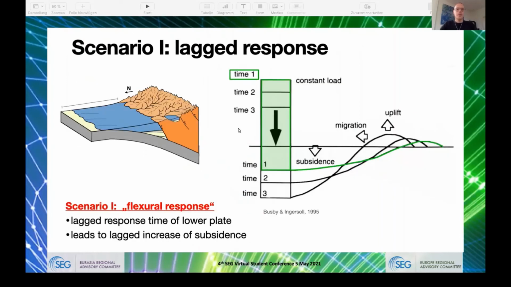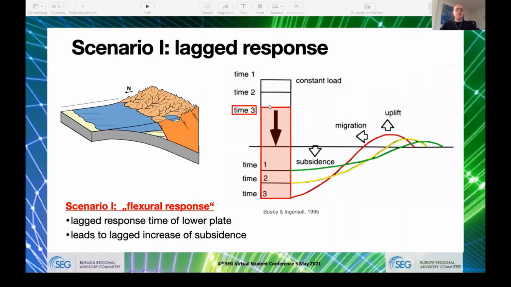The first scenario is the lagged response time of the lower plate, the European plate. The idea behind that is that the lower plate just needs some time to react to the load of the Alpine orogen. So therefore we have this figure here by Busby and Ingersoll. And here we can see that we have a constant load of the Alpine orogen. Here we have the foreland basin. And by not adding additional load, we still see in these 3 different time steps an increase in subsidence in the foredeep depozone and in the wedge-top depozone.